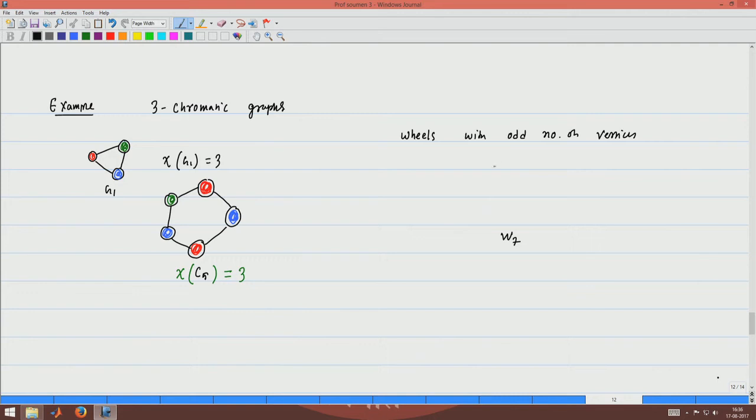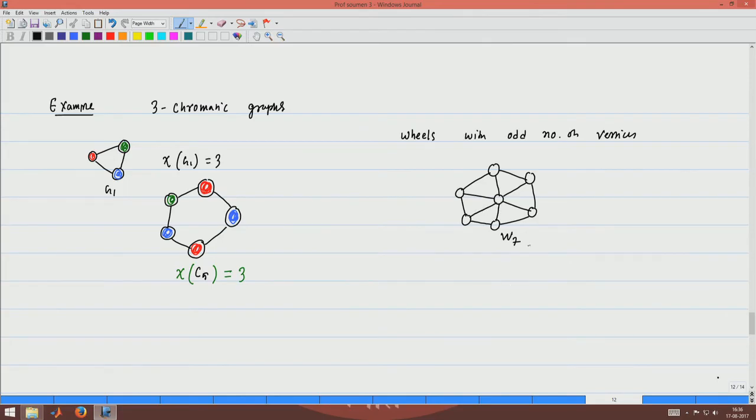So, this W7 can be obtained from C6, that means you start with a cycle of length 6, and then you join each vertex of this cycle to a central vertex, right. So, this is the wheel graph, wheel with 7 vertices.